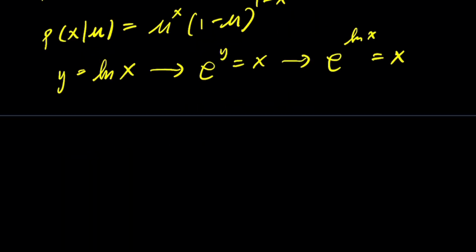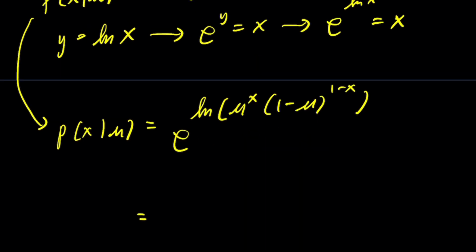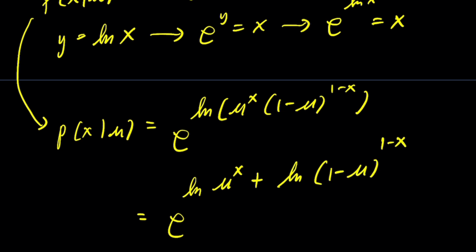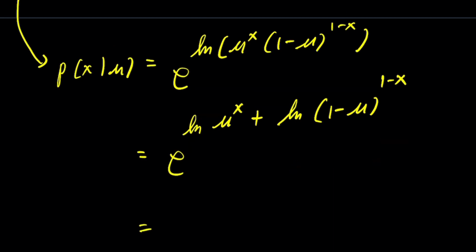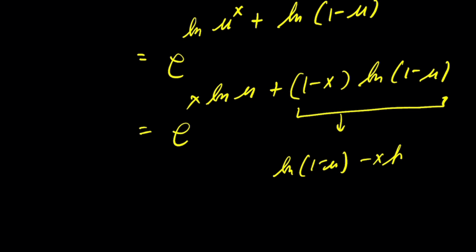This means that we can convert this into this form: p of x given mu is equal to e to the ln of mu to the x times 1 minus mu to the 1 minus x. We can rearrange this to be e to the ln of mu to the x plus ln of 1 minus mu to the 1 minus x. We can evaluate this further into e to the x ln of mu plus 1 minus x times ln of 1 minus mu. And if we focus on this part, this is equivalent to ln of 1 minus mu minus x ln of 1 minus mu.